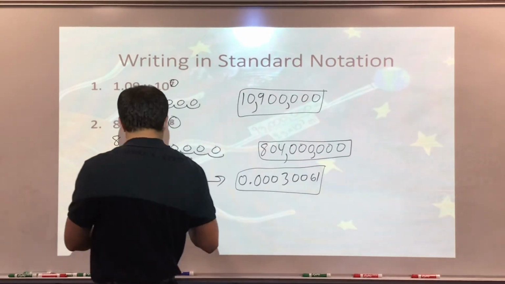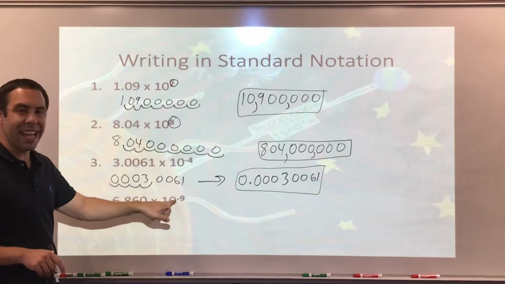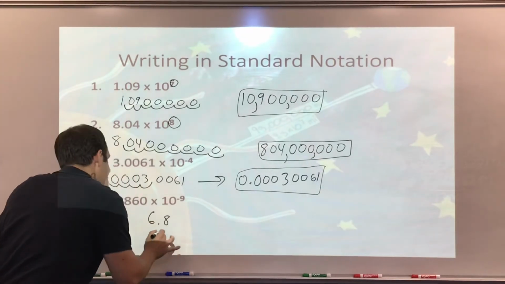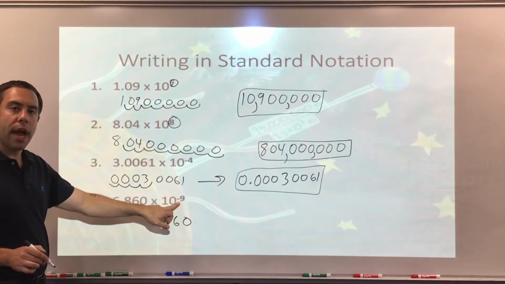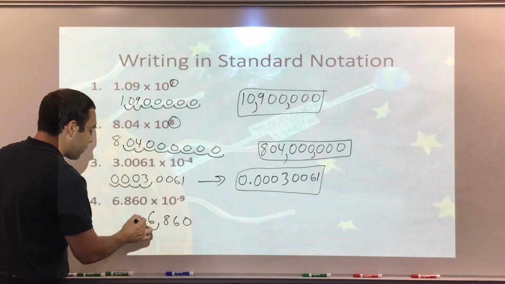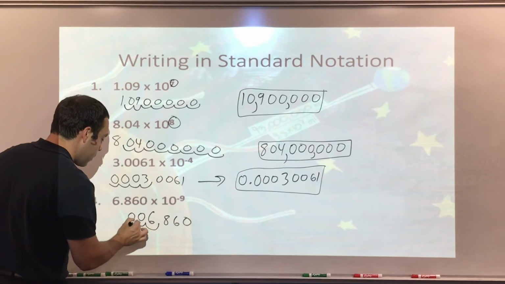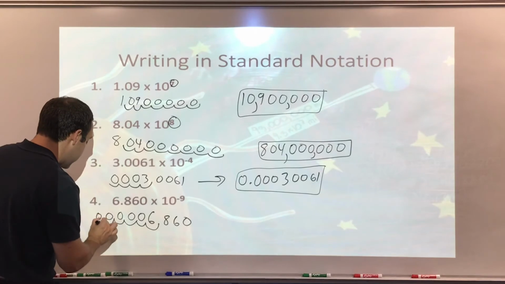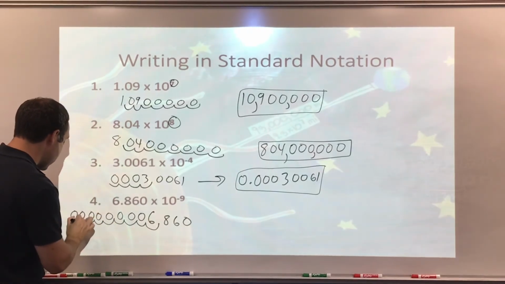And number 4, we have a very small number. We have 6.860 times 10 to the negative 9th. Rewrite the number, 6.860, and we're going to move the decimal point 9 spots to the left. 1, put zeros if you run out of numbers. 2, 3, 4, 5, 6, 7, 8, 9.